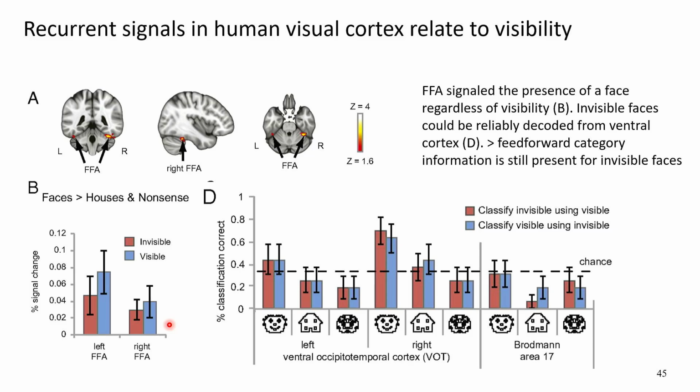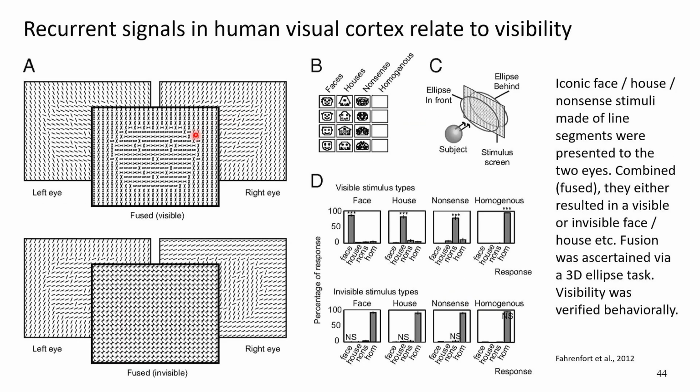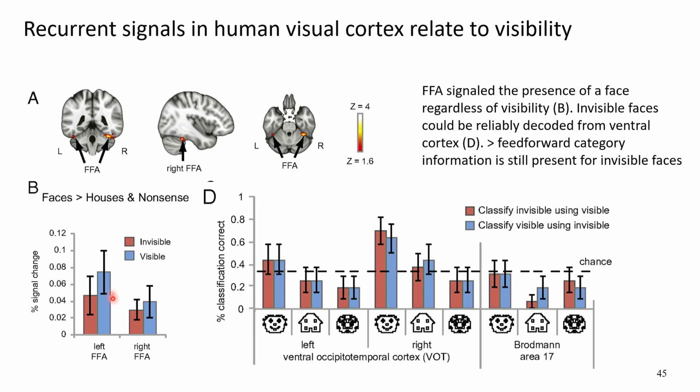And then, of course, the obvious thing, when you know the stimuli are faces and houses, you can look at activity in these face selective and house selective regions. And this is what you get from face selective regions, which is that the FFA, the fusiform face area, indeed signaled the presence of a face, regardless of whether it was visible or not. So both in this fused version and the invisible fused version, these are the two conditions, FFA selectively responded differently to faces than to houses and nonsense objects, and more strongly to faces than to houses and nonsense objects.